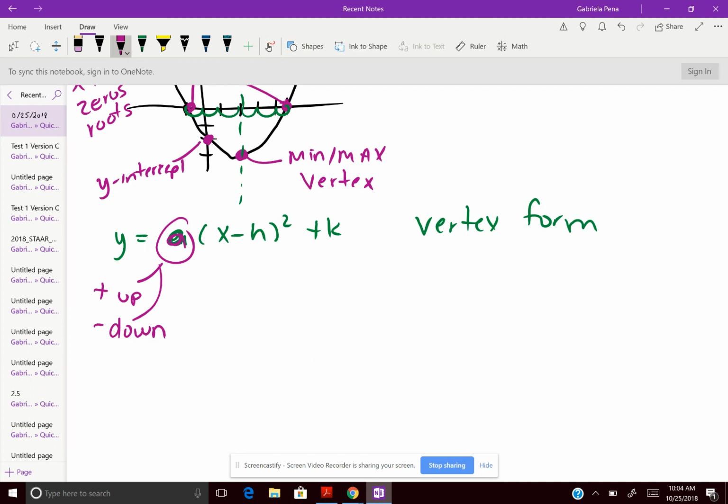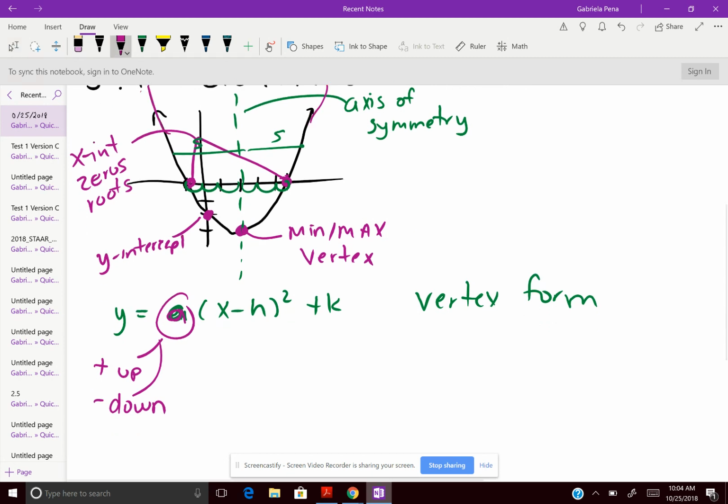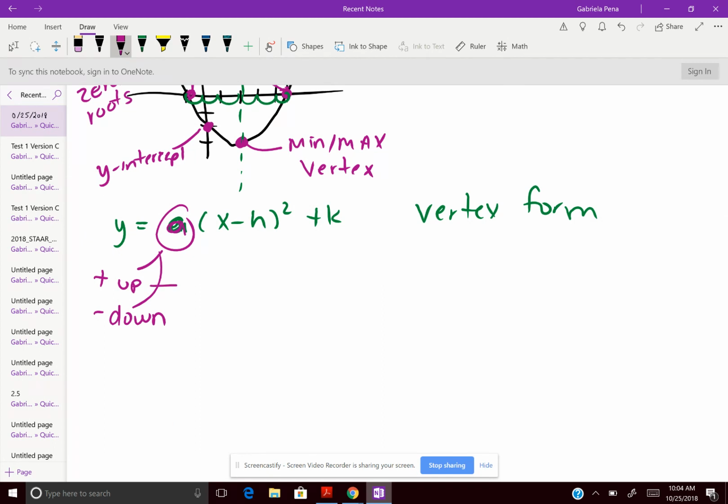So if it opens up, is it a minimum or a maximum? Which way is this graph opening? Down. This one opens which way? Up, and this is a minimum. So if it opens up, it is a minimum. If it opens down, then it is a maximum point. It means your vertex is a max or your vertex is a min. Are we okay with that?